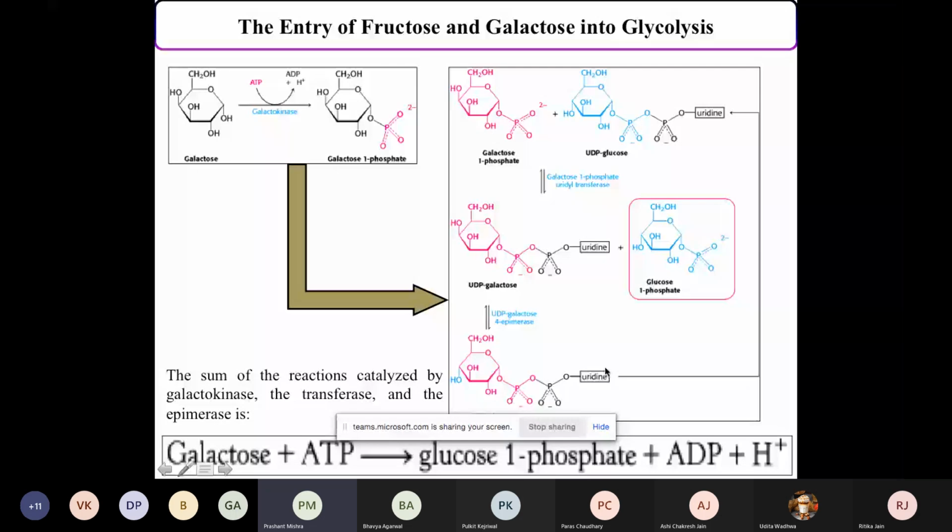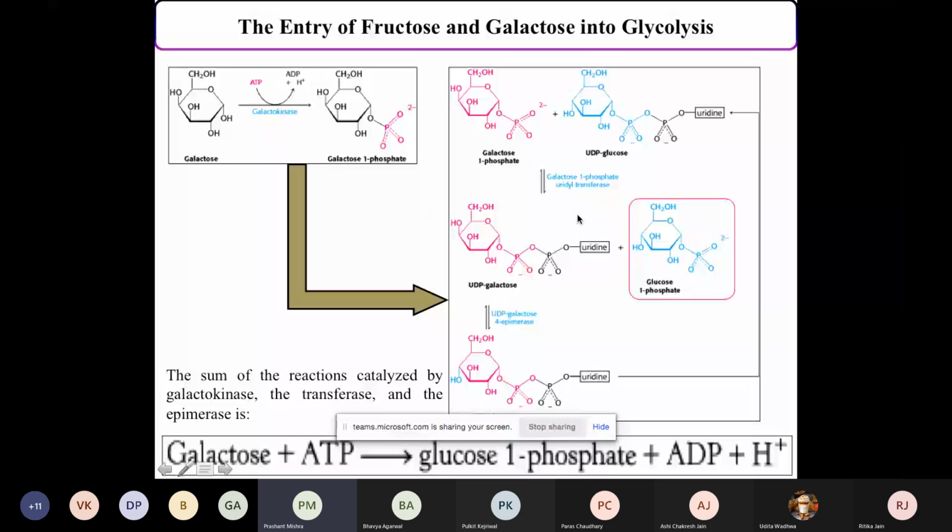Galactose comes from a reverse reaction where you have UDP glucose, and this UDP glucose in the presence of epimerase can be converted into UDP galactose. So there are two ways in which this UDP galactose can be formed. It can be formed from glucose, or it can be formed from galactose. If it is from glucose, the enzyme epimerase is important. If it is from galactose, this transferase is important.